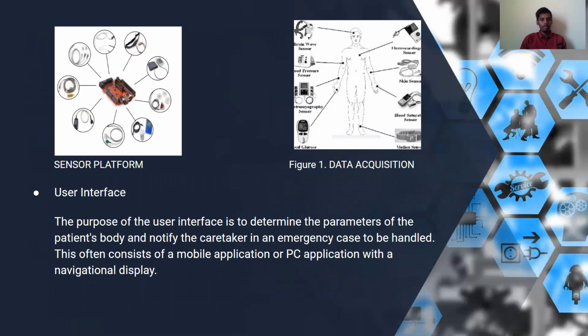Coming to the user interface, why do we need a user interface? So that the caretaker or the doctor understands the basic necessities of what he's going through. So what's a user interface? It's nothing but a graphical representation of whatever we are trying to display. With the help of the user interface, we can determine the parameters of the body like body temperature, heart pressure, and everything on the platform. This often consists of a mobile application or a PC application.